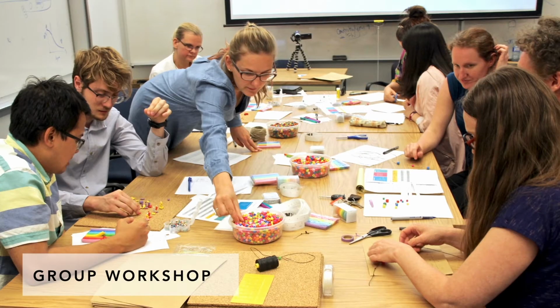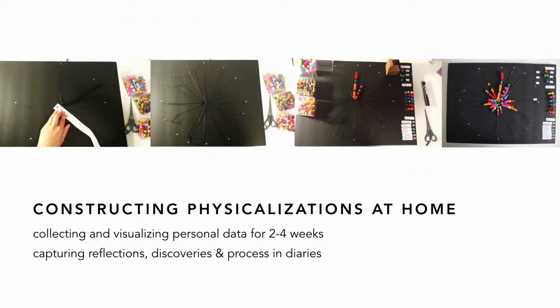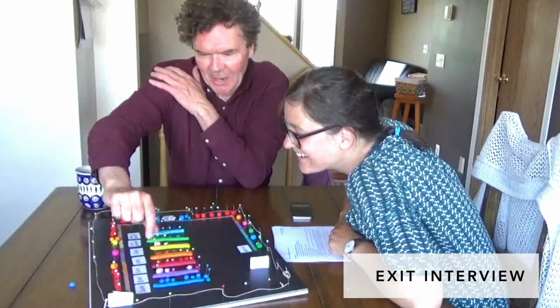To familiarize participants with this process, we ran a group workshop where they could try the activity first. After this, we asked them to develop a plan of what they were interested in exploring. And then we talked to them about this in pre-interviews. Then they constructed their visualizations at home over the course of 2 to 4 weeks, as I said. They also captured their process and reflections in diaries. And last, we ran interviews in people's homes where we covered their process and what they found through this activity.